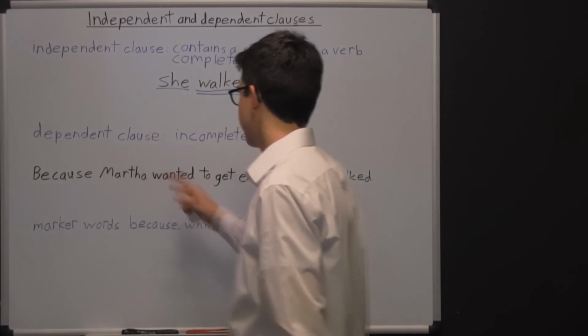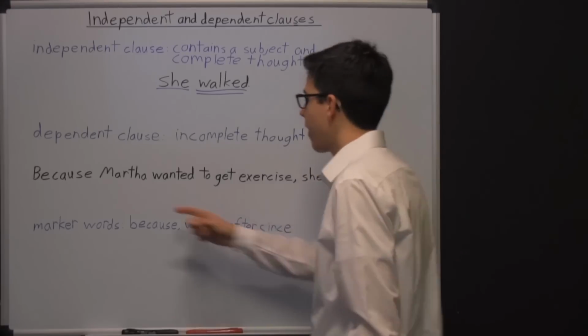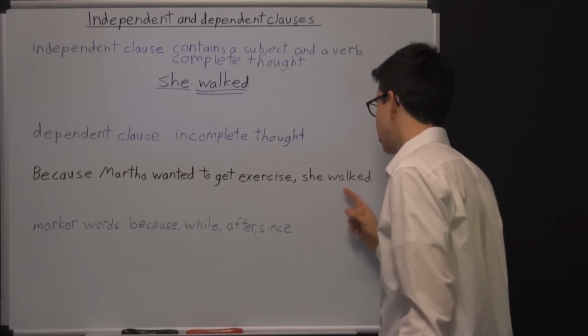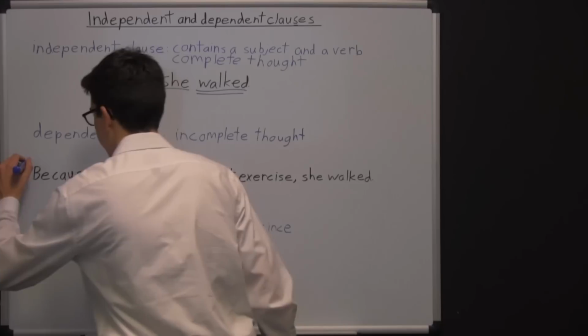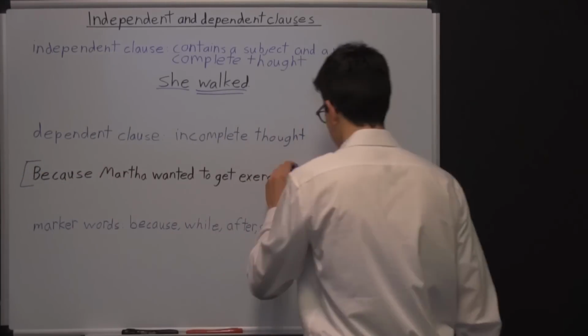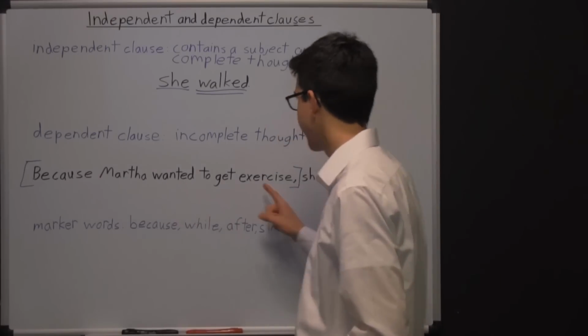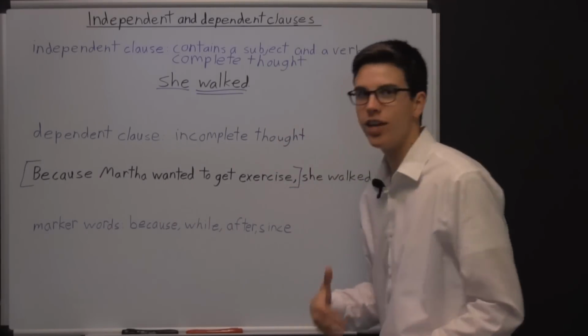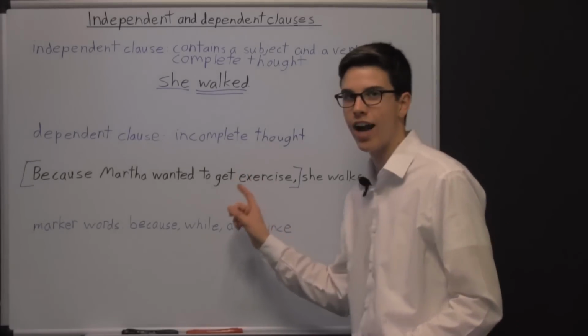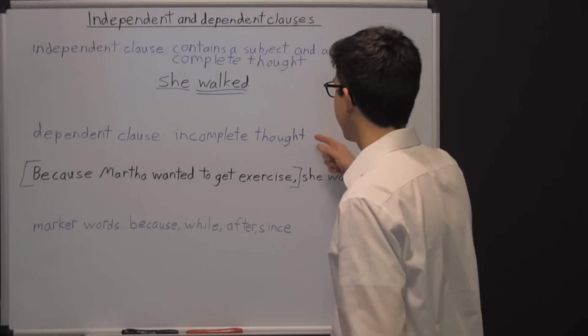Then there are dependent clauses. This is an incomplete thought. Because Martha wanted to get exercise, she walked. So from because all the way to exercise is a dependent clause. Because Martha wanted to get exercise. It's incomplete. You need more information. It's a sentence fragment by itself. So it's an incomplete thought.